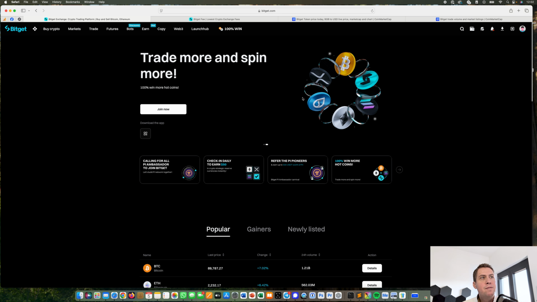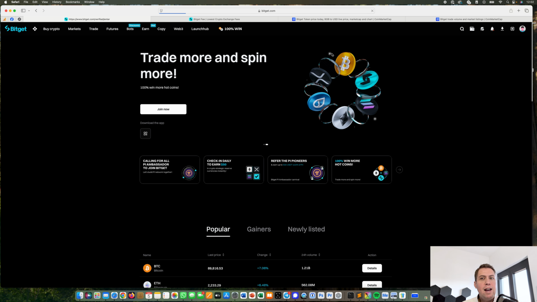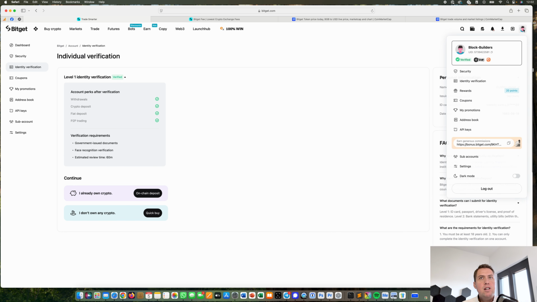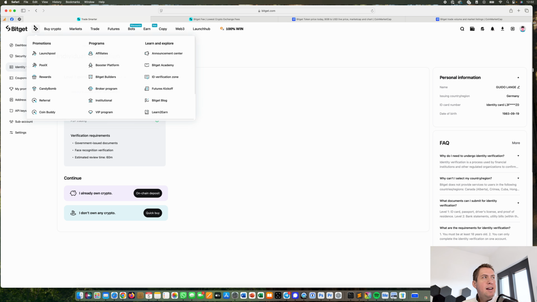So once you have an account, it's actually best if you verify your identity. So you need to do the KYC program. In order to do that, just click here on identity verification. I already did that. If you haven't done it yet, you just need to upload your ID card, front and back, and a selfie of yourself with your ID card. And that's basically it. And then you basically have a fully functioning Bitget account.